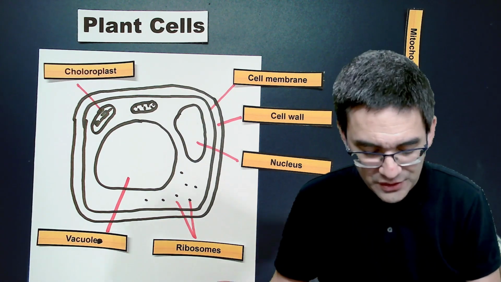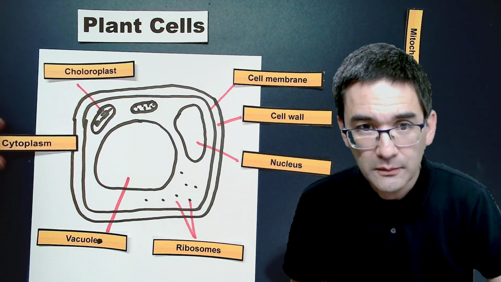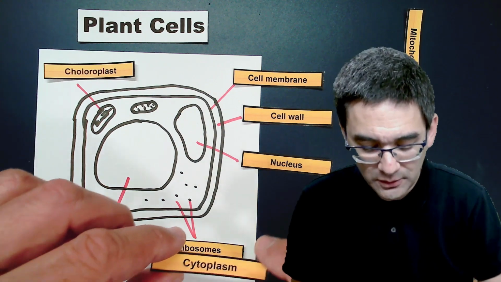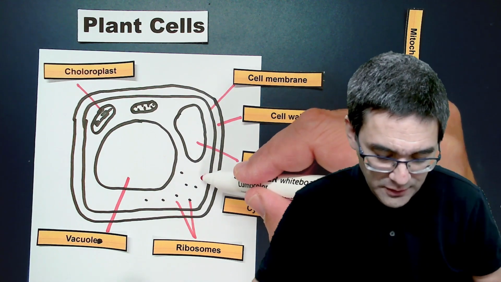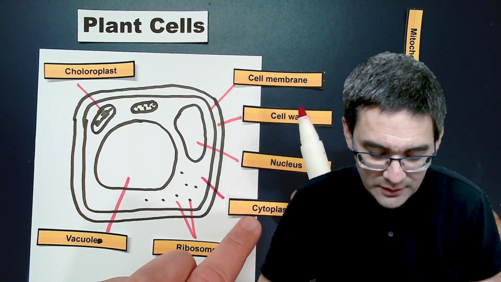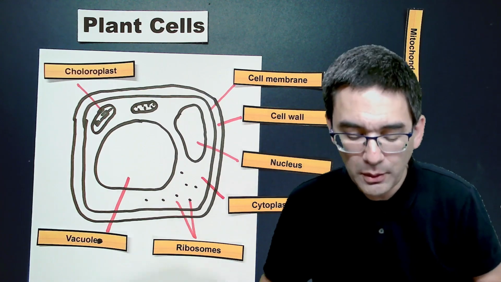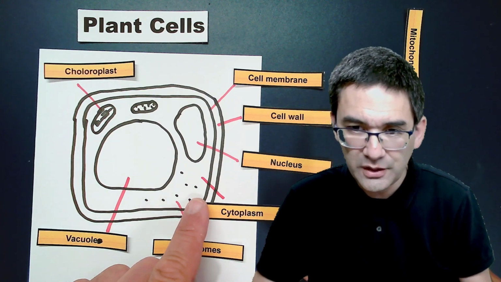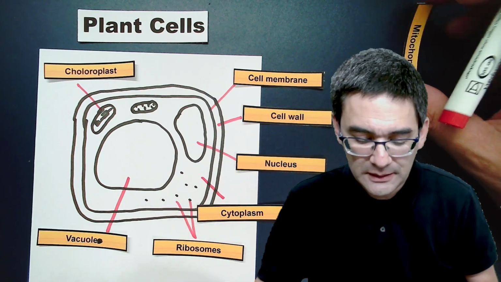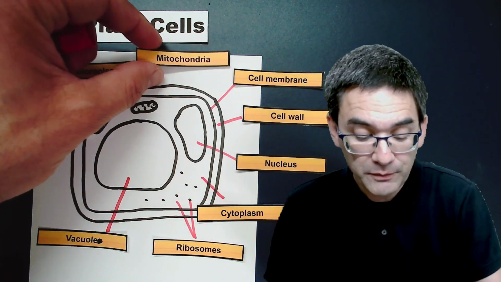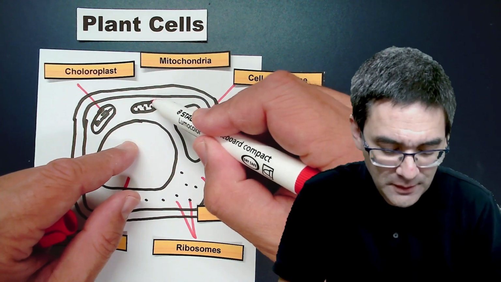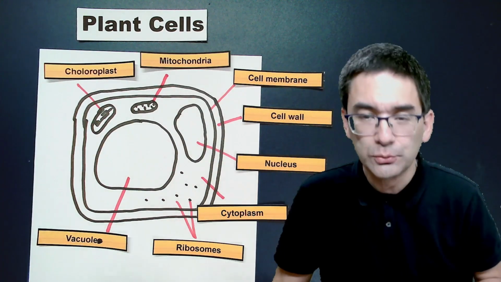And I've got, of course, the cytoplasm. I'll put it in here. The cytoplasm can be found here. This is the liquid contents, the liquid part of the cell. I'll move it over here so that you can read this a little better. And last but not least, the mitochondria, or mitochondrion for the singular, which is important for cell respiration.